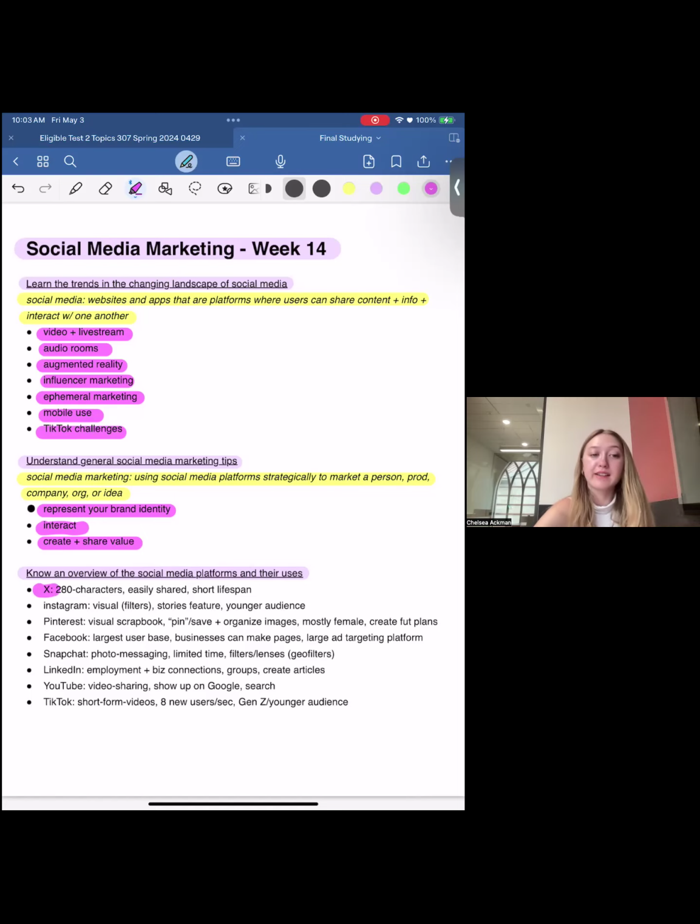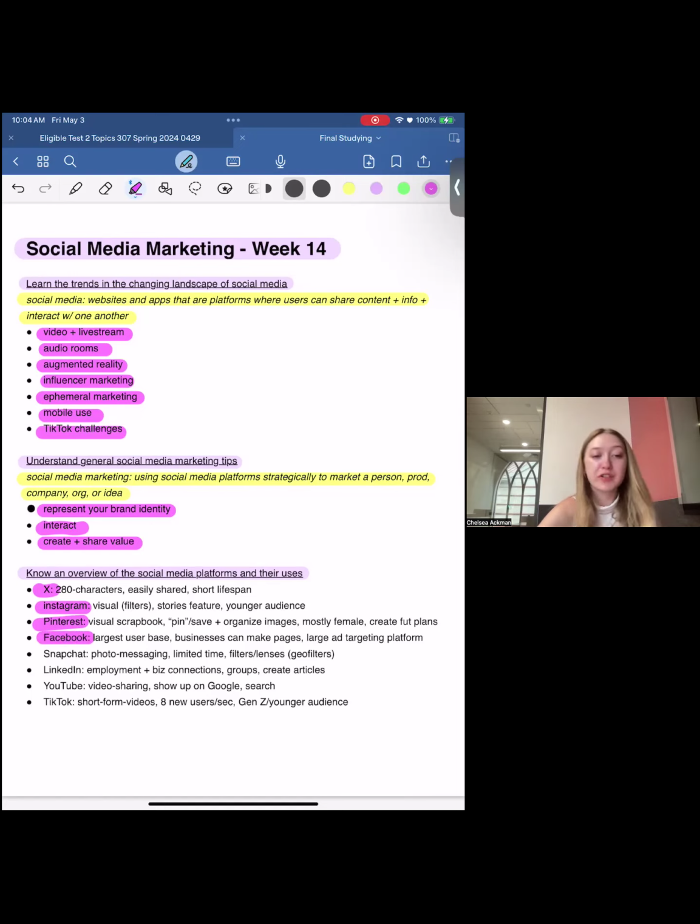X, previously Twitter, has 280 characters, it's easily shared, and it has a short lifespan. Instagram is visual, they have filters, they have stories now, and they have a younger audience. Pinterest is a visual scrapbook where you pin or save and organize images, and it's mostly a female audience, and you create future plans on the platform.